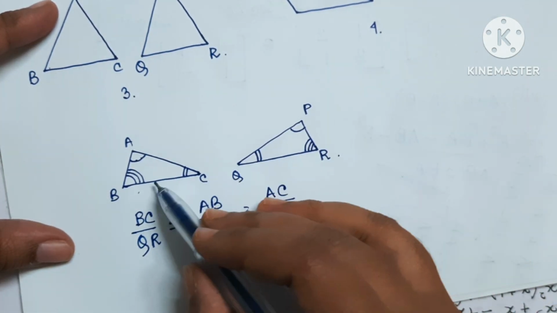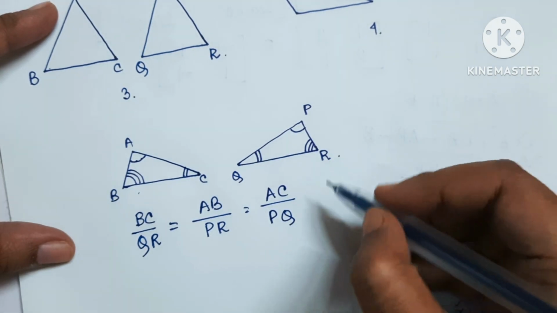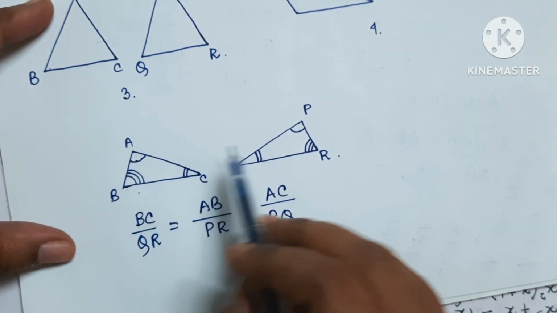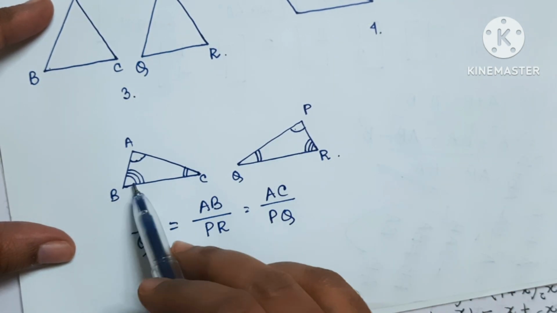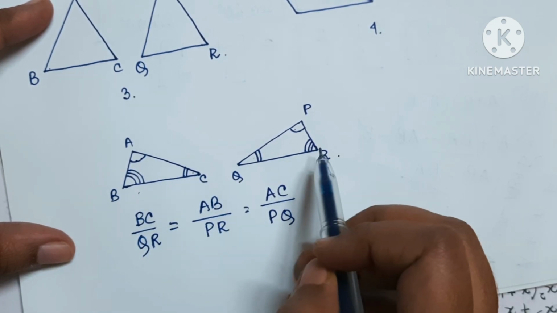Since these two triangles are similar, that's why the corresponding sides are proportional. And for the corresponding angles, A and P are equal, C and Q are equal, and B and R are also equal.